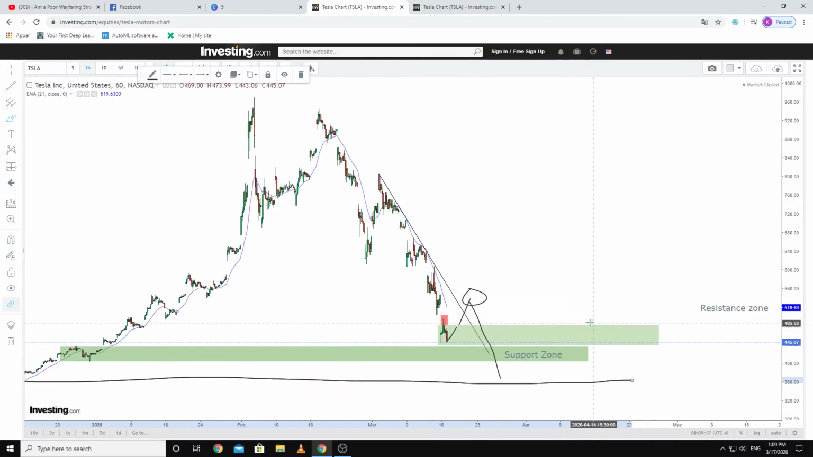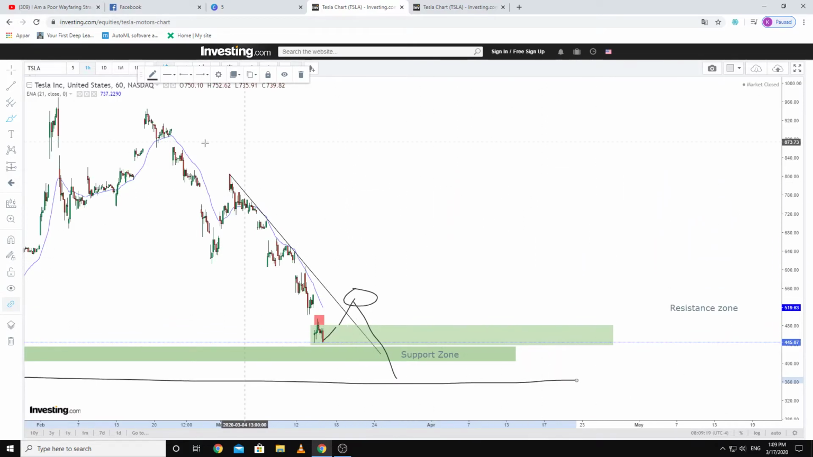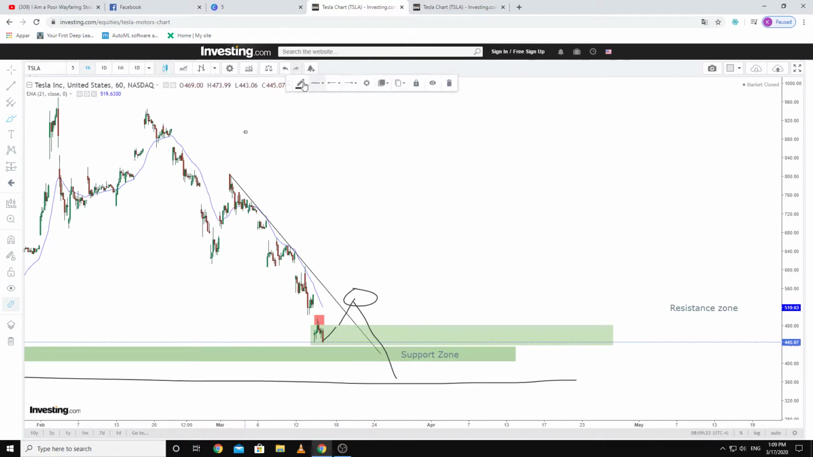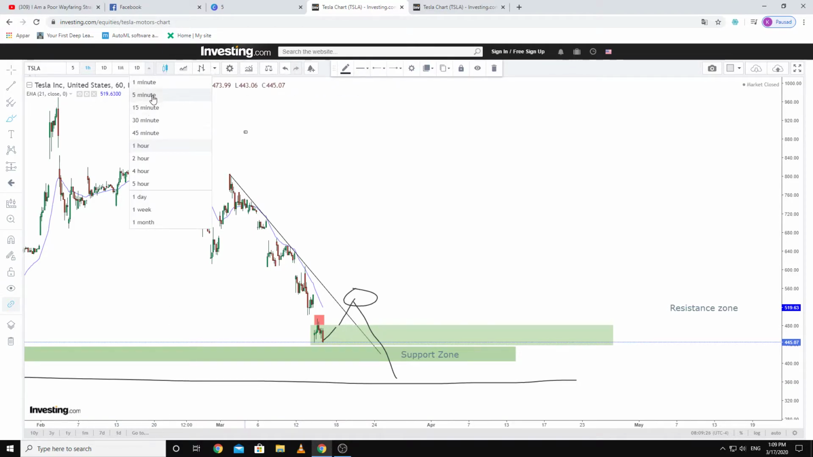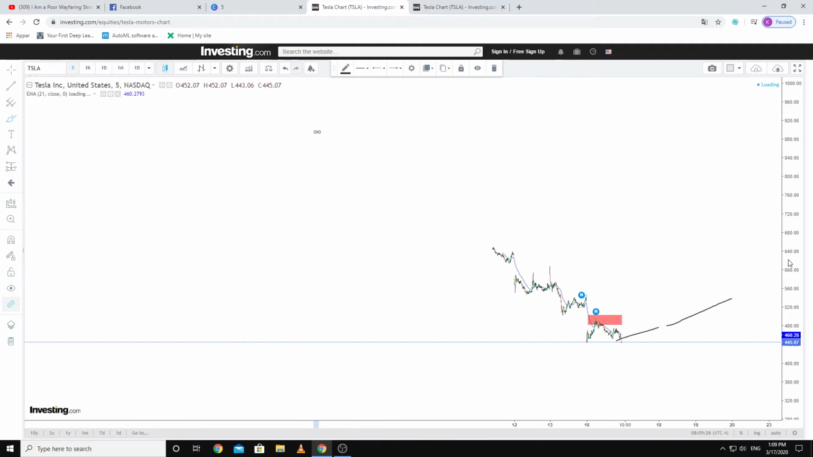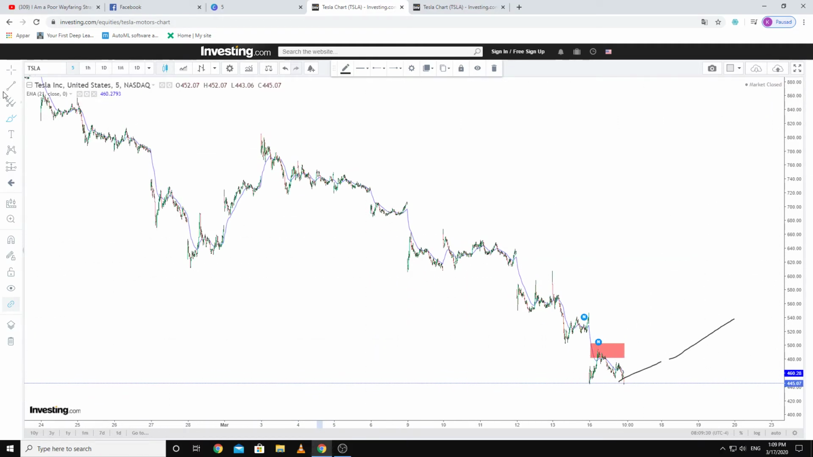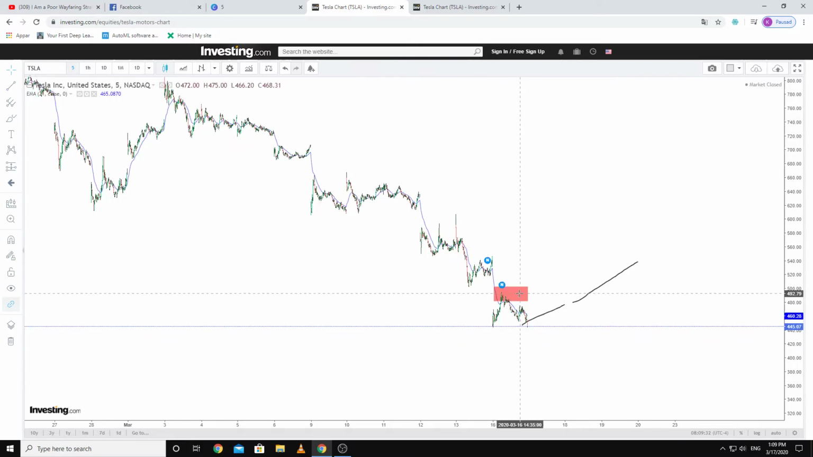But wait a bit. Be patient, right? Let's see if we can go in on the 15-minute or something like that. Let's see the 5-minute. What are we seeing on the 5-minute right here? I'm going to change this so I can move around a bit.